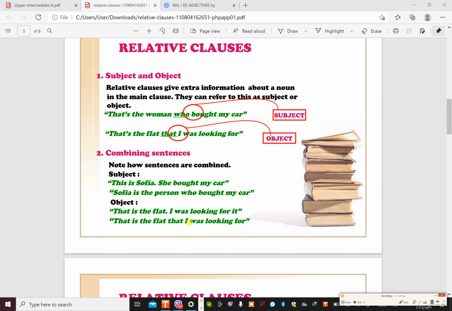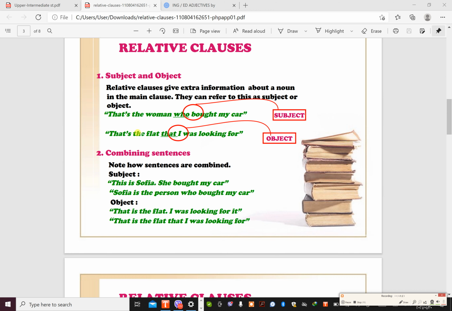And we have subject and object clauses by using the relative clauses, okay. For example, if we ask or talk about the subject, the doer, like that's the woman, okay, that's the woman. So here I'm talking about the woman, so here who is going to function as a subject, so we use who instead of whom. So what we say: who bought my car, so here it's the subject.